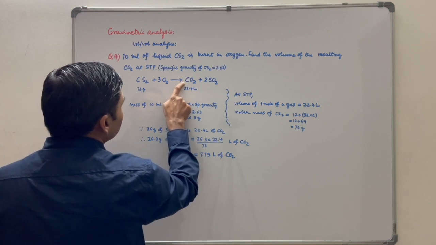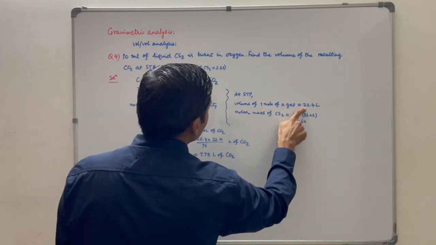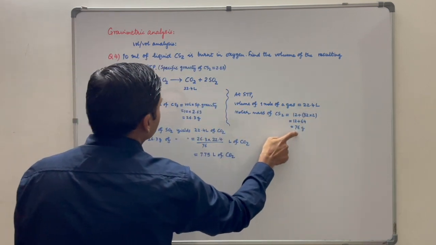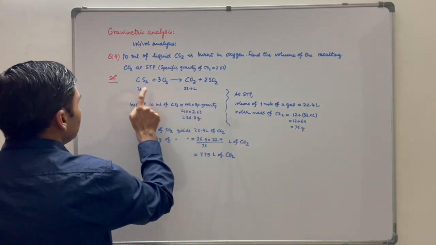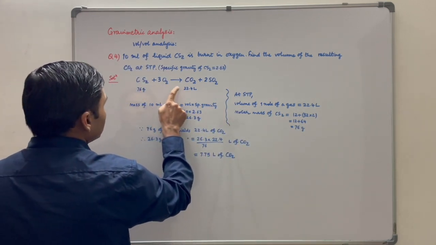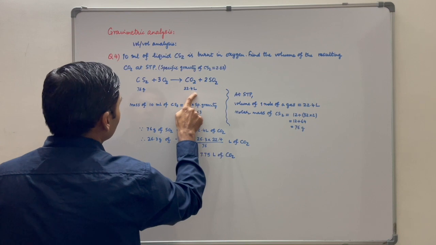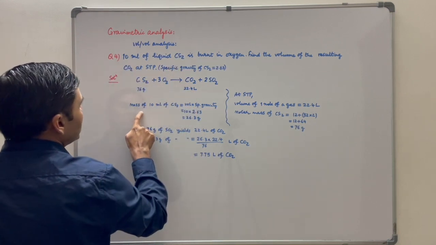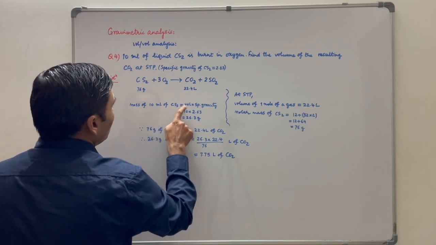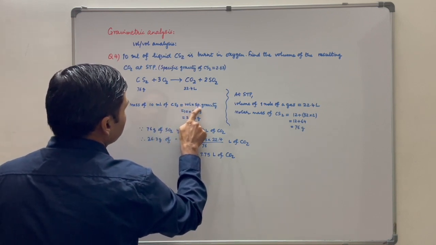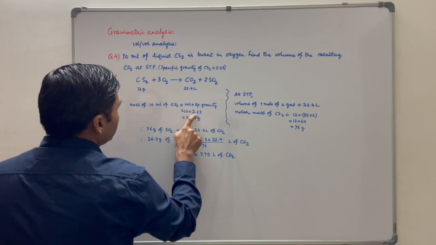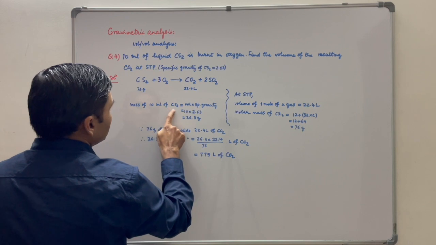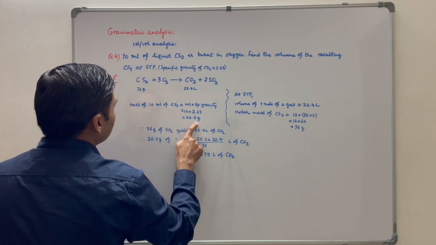Volume of 1 mole of CO2 at STP is 22.4 liter. Molar mass of CS2 is 76 gram. Means 76 gram of CS2 produces 22.4 liter of CO2. We will calculate mass of 10 ml of CS2. So mass of 10 ml of CS2 is equal to volume into specific gravity. Volume is 10 ml into specific gravity is given as 2.63. So mass of 10 ml of CS2 is 26.3 gram.